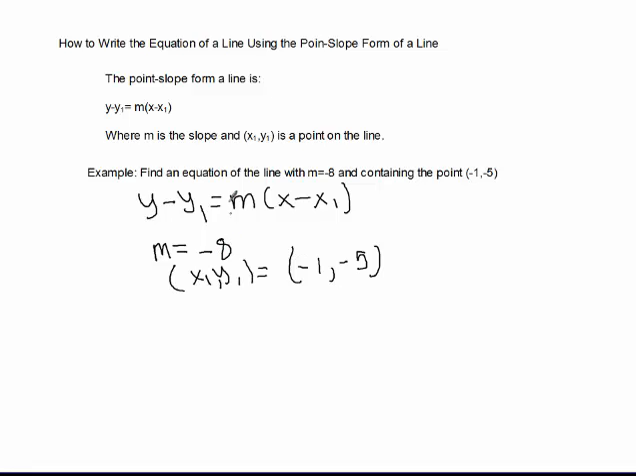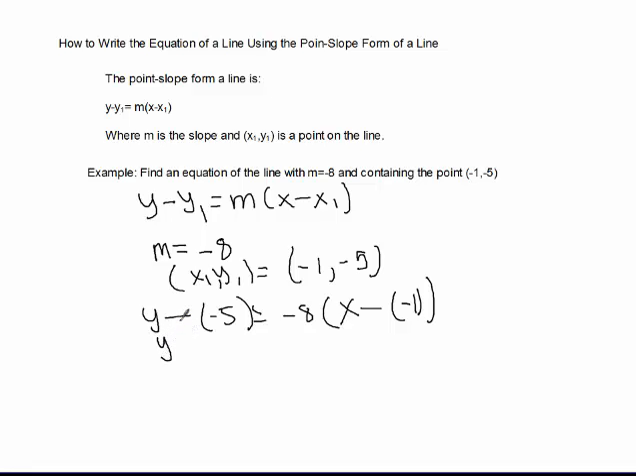And now I'm going to plug both of these into the form. So we have y minus the y coordinate. Now the y coordinate was a -5, so be careful there so you don't confuse this subtraction sign with this negative sign. And then the slope is -8, parentheses x minus the x coordinate, which is also negative, -1. Now if you just wanted any equation of the line, this is the equation of the line, and it's in point slope form.